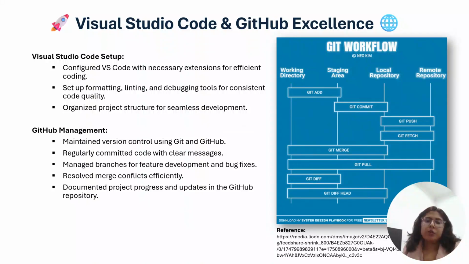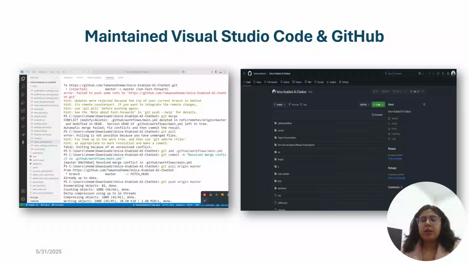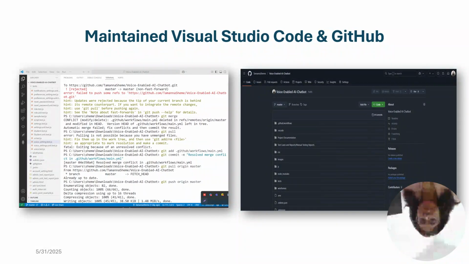I have also, as a developer, maintained the Visual Studio Code and the GitHub code. Here we can see that in GitHub I have maintained proper commits. As we are working as team members, each team member commits, and then we merge it, and then pull, and then git diff head according to the Git workflow. So this is the evidence of maintaining proper GitHub and Visual Studio Code.